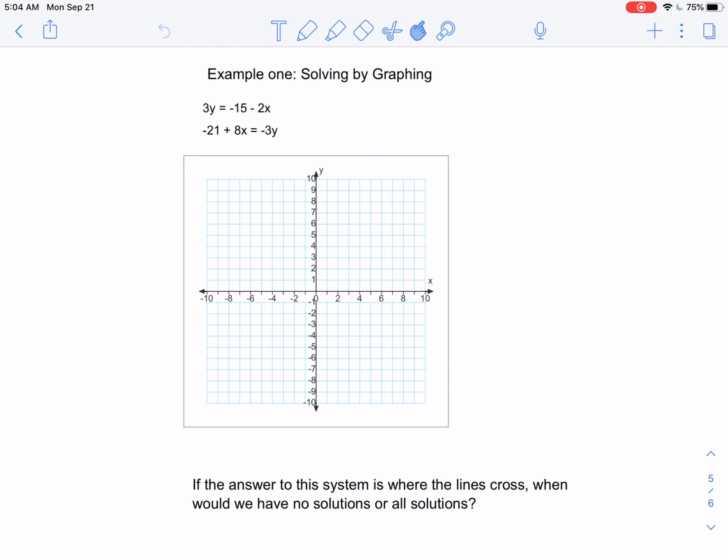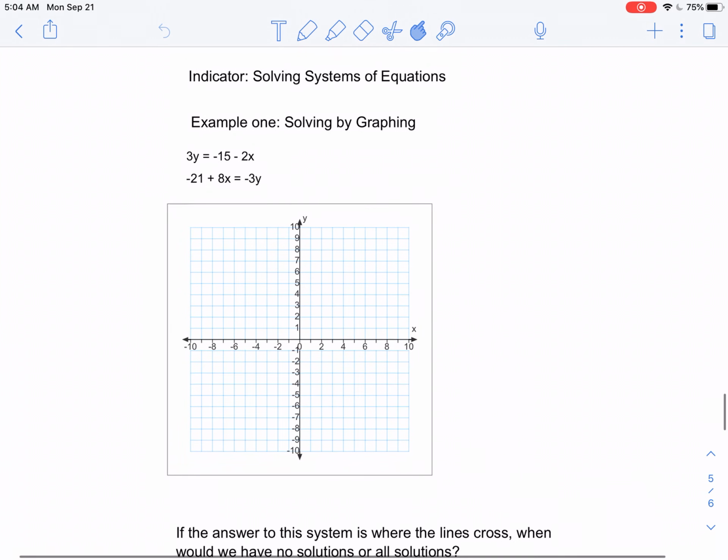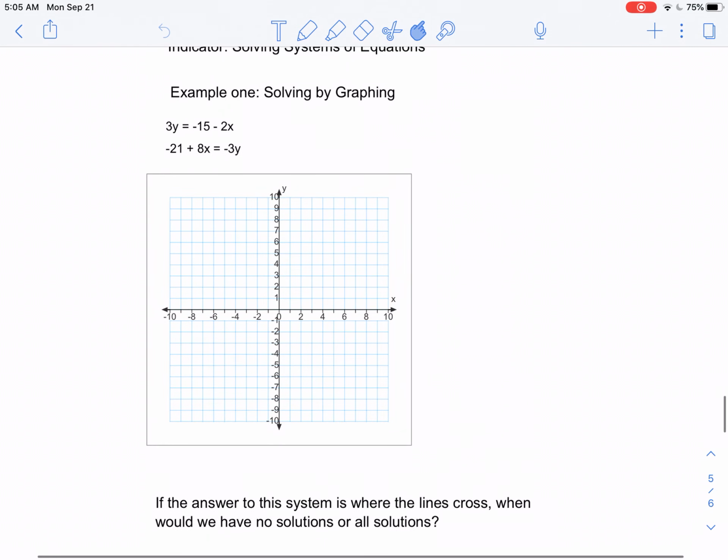So today we're looking at the indicator, solving systems of equations. We're going to be looking at this for like the next 2 days, I would say. Today we're going to be looking at solving by graphing, and then tomorrow we'll get into the other two methods, which are substitution and elimination. So with that said, we're just going to get right to it. I'm going to try to keep this video under 7 minutes. That's the goal. We'll see if we can do it.